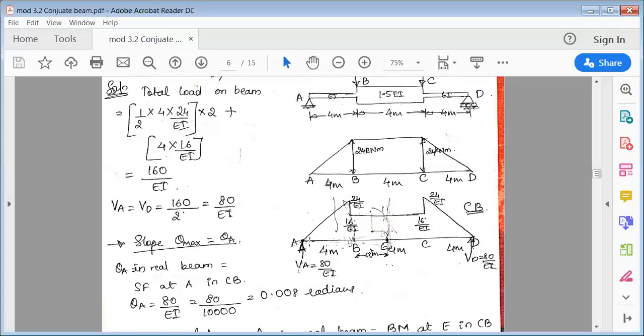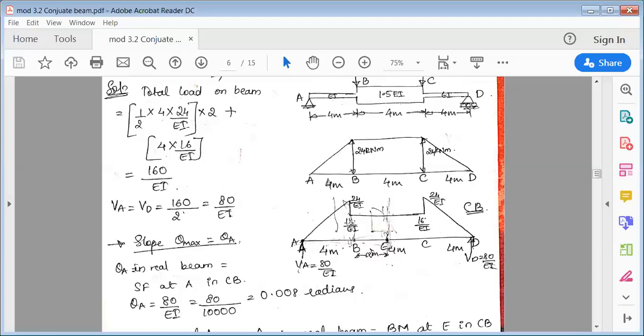Now we'll find out the area of this. First, the area of this triangle up to A and B. Okay, so the area of this triangle is half into base into height. So half into base is 4 meter, height is 24 over EI. Now the same triangle, because it is symmetrical, is over at this portion also. See, half into base 4 meter, height is 24. So what I'll do here is half into base into height. Because there are two triangles, I'll multiply this by 2. So it takes into account both the triangles.